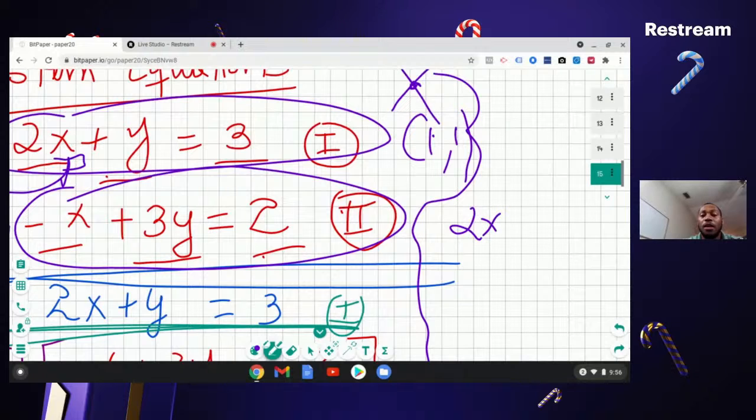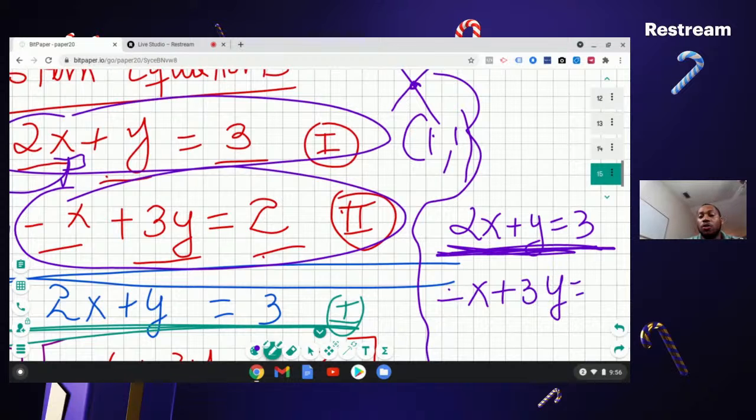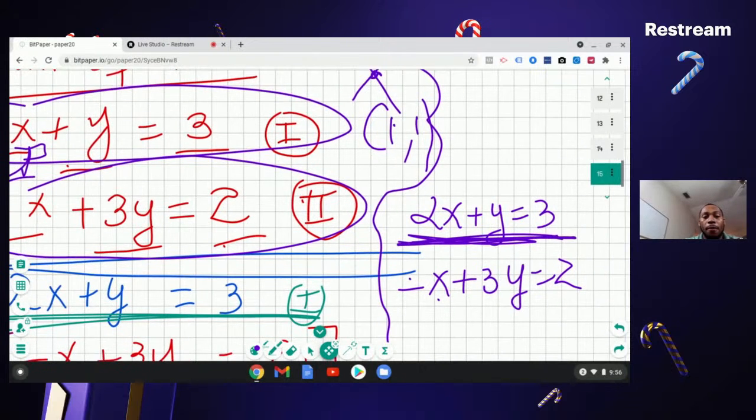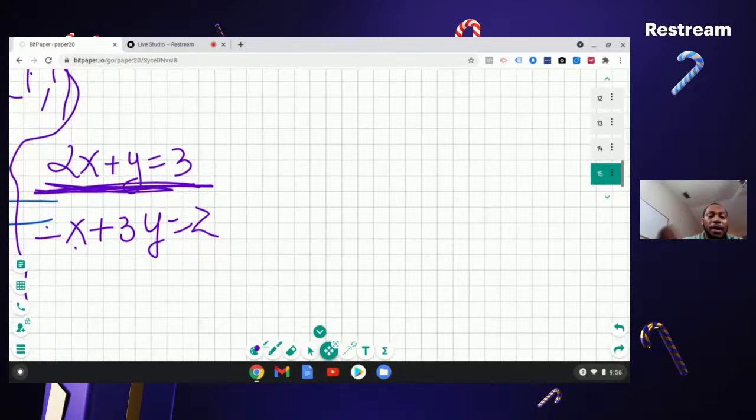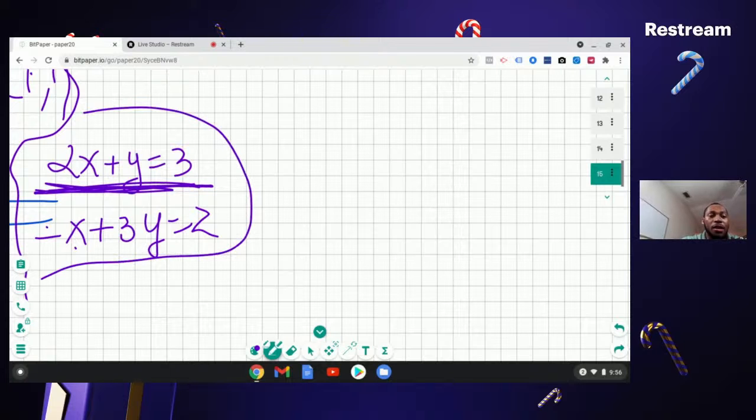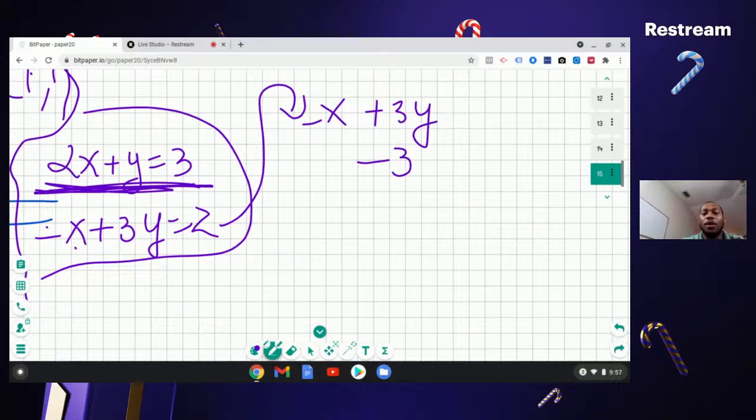So I have 2x plus y is equal to 3. I can leave this by itself. Let's go to the second equation. The second equation says negative x plus 3y is equal to 2, right? I want to solve for x in terms of y. So in the second equation, I'm going to subtract 3y from both sides: negative x plus 3y minus 3y equals 2 minus 3y.